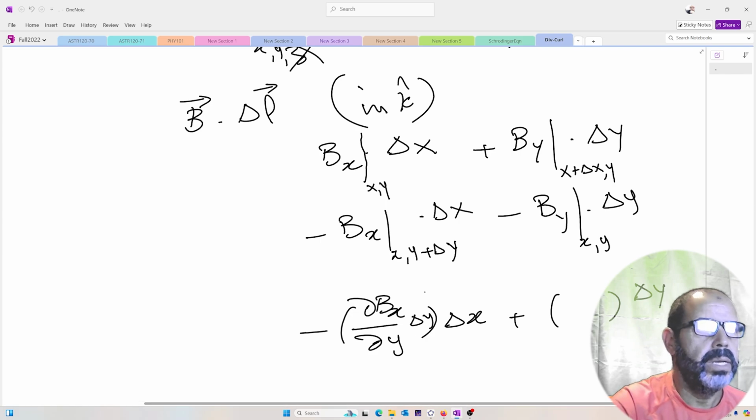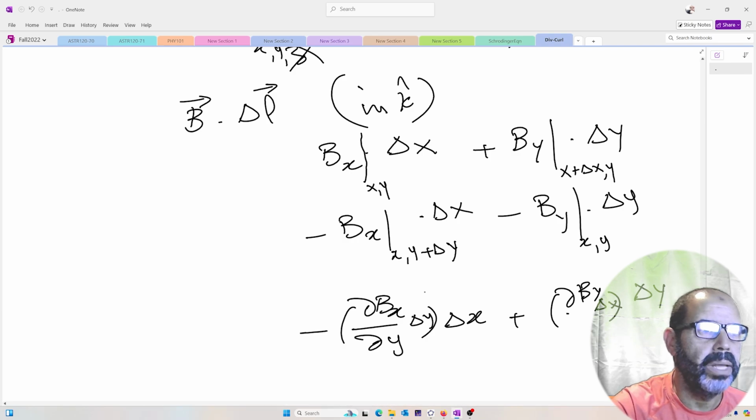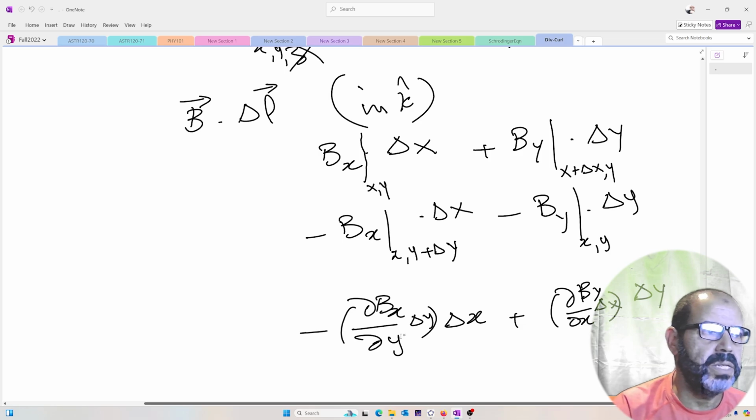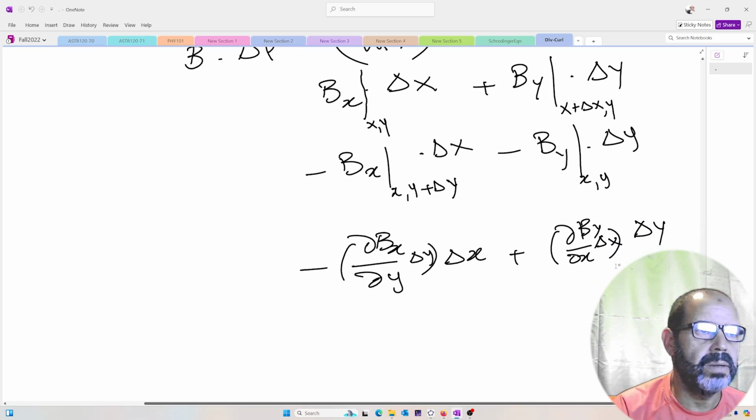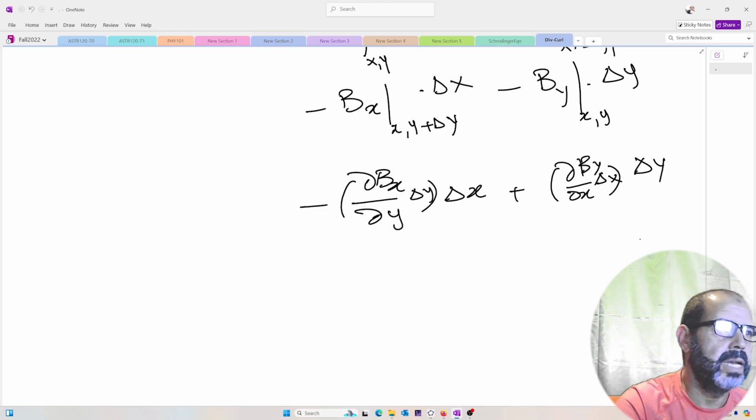Same thing here. The variable that has changed is x, so we need to pick up delta x here. And again, by at x plus delta x minus by, that is the partial of by with respect to x. Obviously, delta y and delta x are the same, so they're delta x times delta y. So we're going to take delta x times delta y.